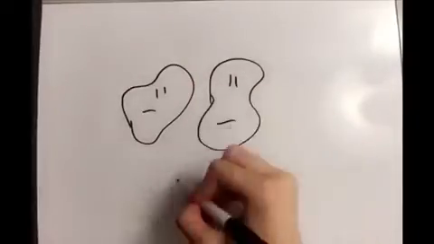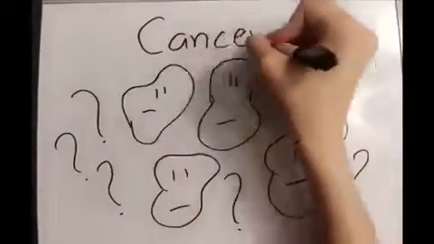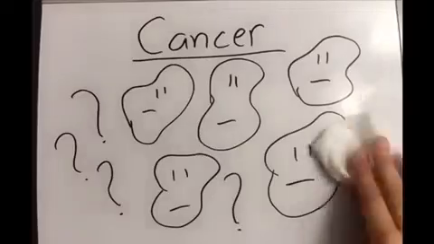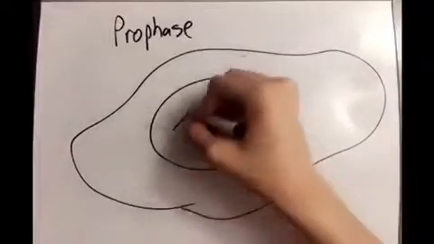But what happens when the cells divide uncontrollably? This is how cancer starts, when a lump is produced by the division of cells, and that is called a tumor. The first phase of mitosis is prophase.